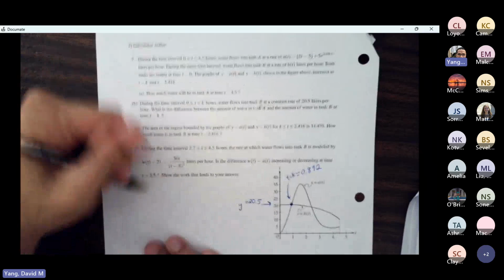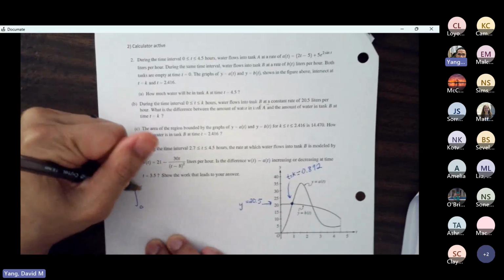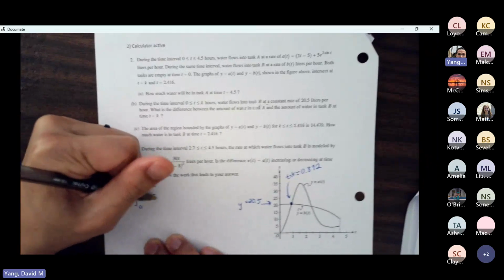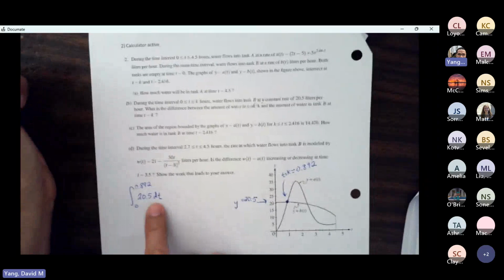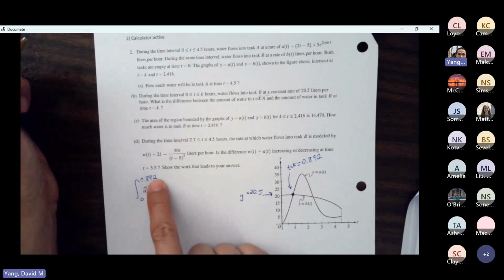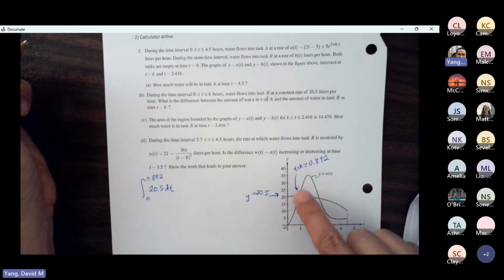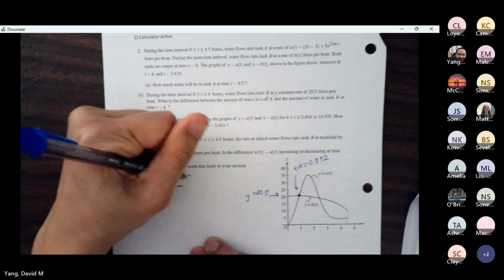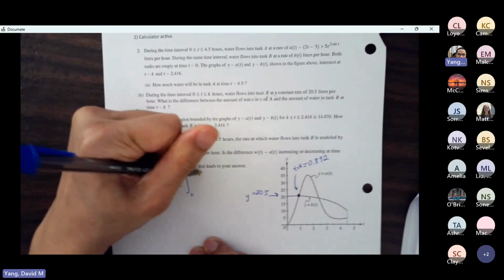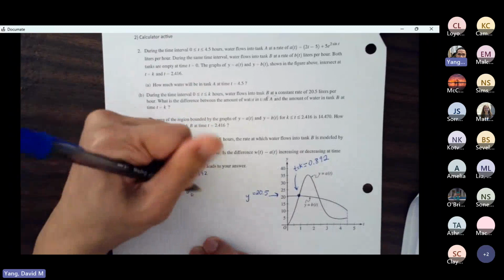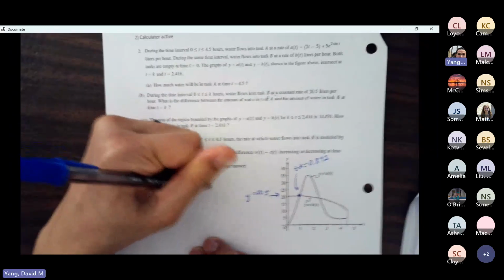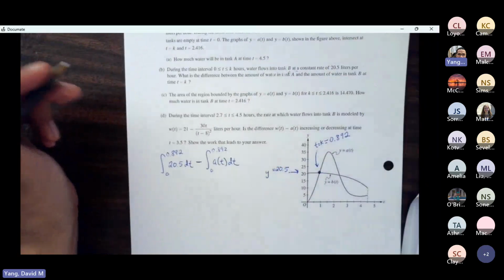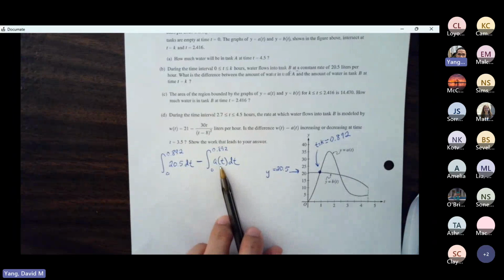So I'm going to say the integral from 0 to 0.892 for tank B, which is 20.5 dt. This is going to tell me how much water is in tank B up to this 0.892, right? Everything under this curve is going to represent that, minus the integral from 0 to 0.892 for A of t, which is this 2t minus 5 plus 5e to the sine 2 sine t. I'm not going to write it all out. I can just write it like this.